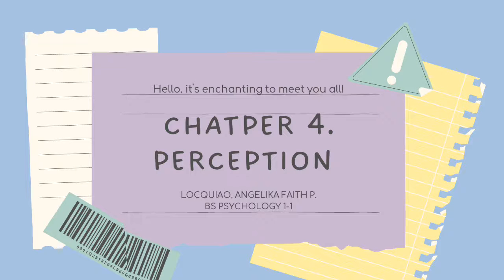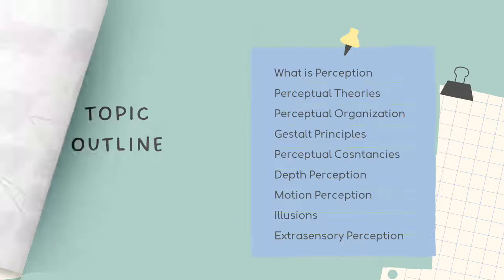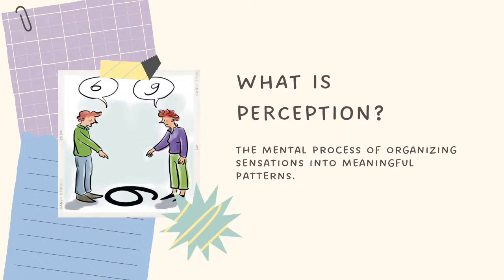Good day, everyone. Today I am going to talk about the mind map of Chapter 4 Perception. So, this will be the outline of what I am going to talk about. Now, let us define what is perception.